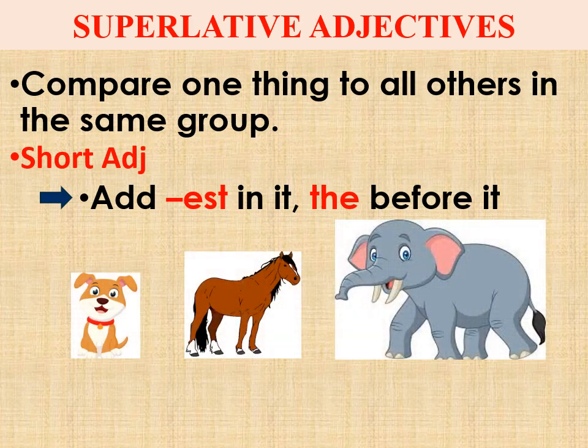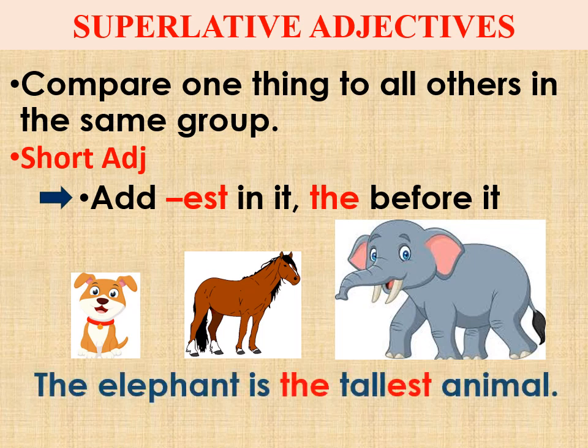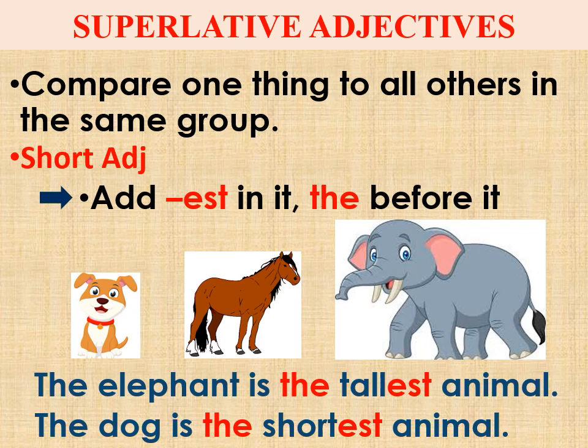Look at 3 pictures. We have a dog, a horse, and an elephant. The elephant is the tallest animal. The dog is the shortest animal. You can see that we add -est to tall and put the before tall. We add -est to short and put the before short.